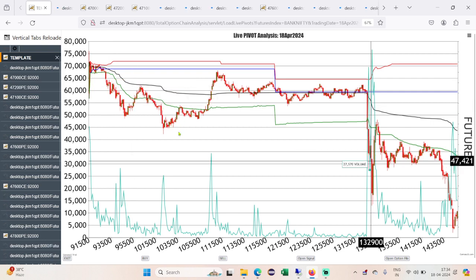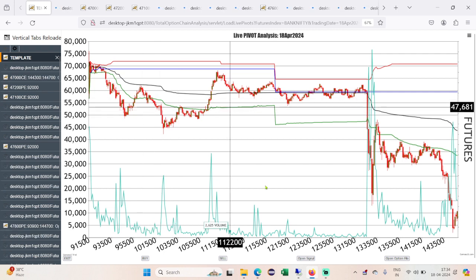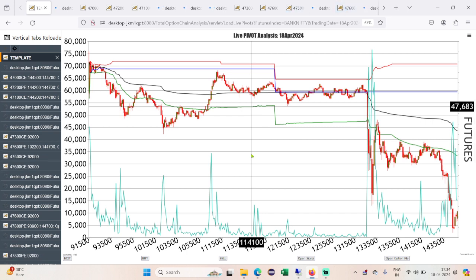Whenever a new high or a new low is touched by the Bank Nifty futures chart, the appropriate options chart is opened. The sounds that you are hearing are the alert sounds, and they come whenever there is a signal, like an entry of an option strike and an exit of an option strike.